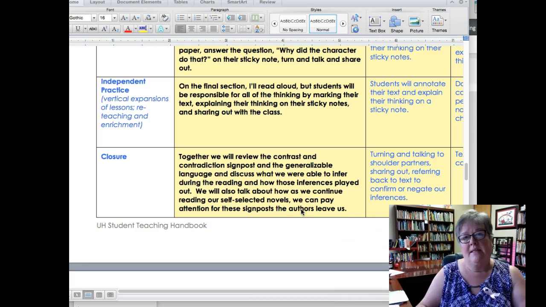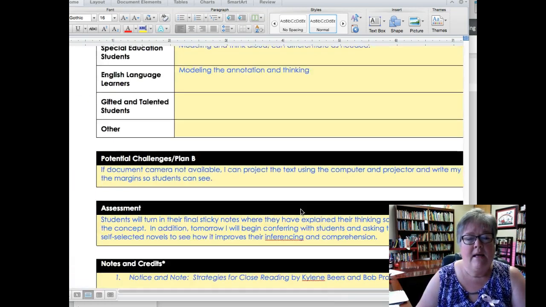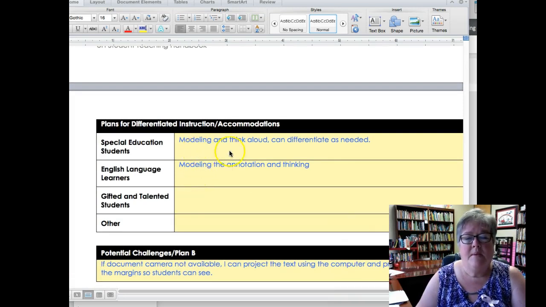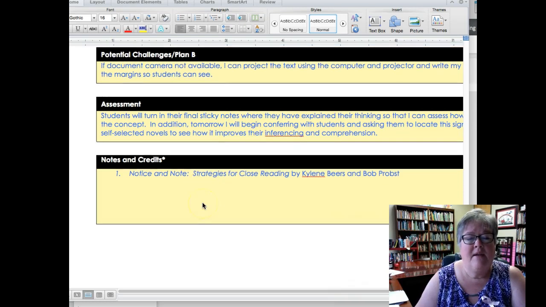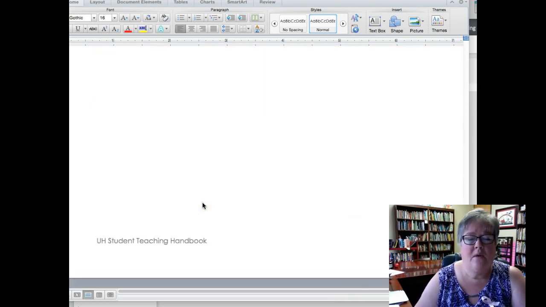So that's how I took my lesson and fit it into that U of H lesson plan template. And then down at the end, it talks about special education students. I could differentiate as needed. I did not specify how I could differentiate, but I could have paired them with stronger students. I could have had them work together. For English language learners, I modeled the annotation and the thinking for them, so that is an accommodation or a differentiated strategy already. Here are some notes that I made about if there were any problems with technology, about assessment, and then I gave credit to Notice and Note. That's where I got the lesson.